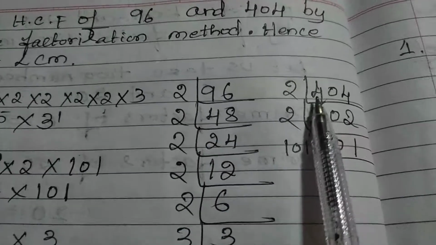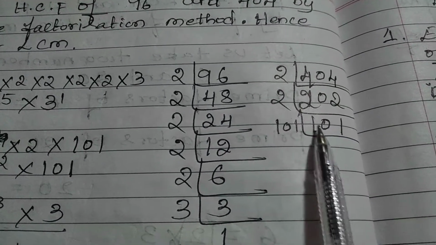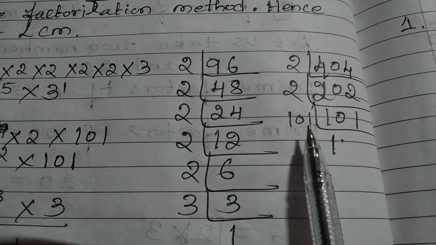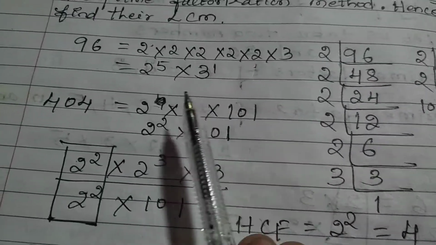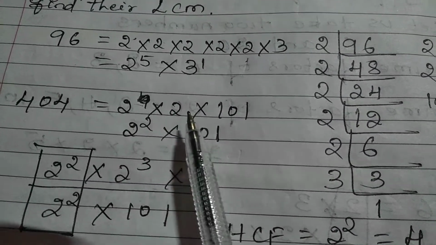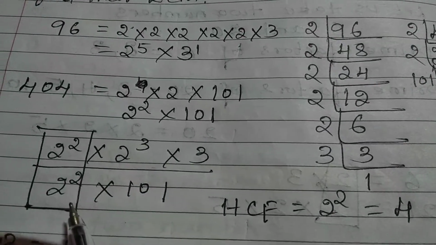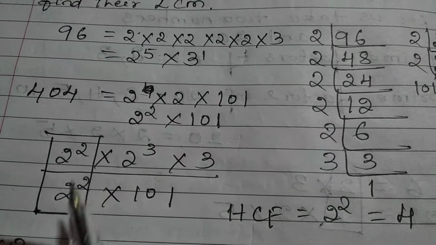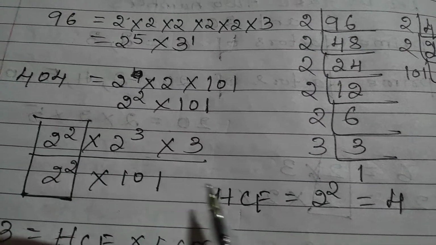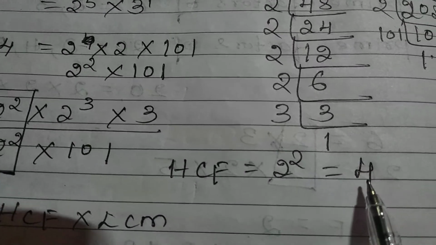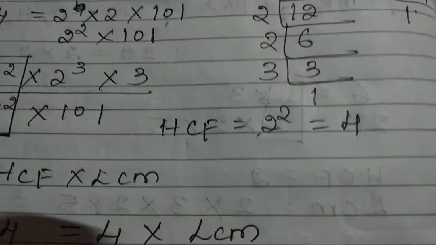Okay, next we'll take 404, divide by 2, you will get 202, then divide by 2, 101, then divide by 101 only because it is a prime number. Here you have written 2 into 2 into 101, 2 square into 101. So compare these two. When you compare, you will get 2 square as a common factor. 2 square is nothing but 4. HCF is 4.